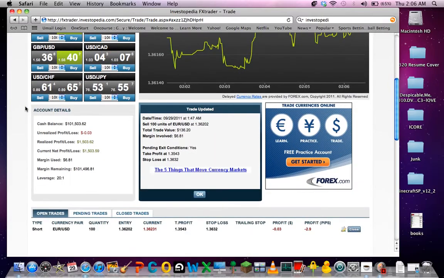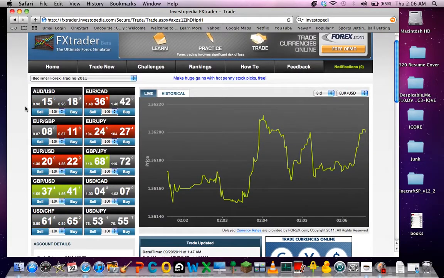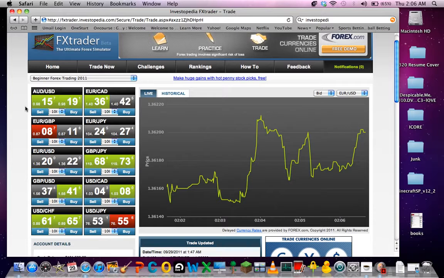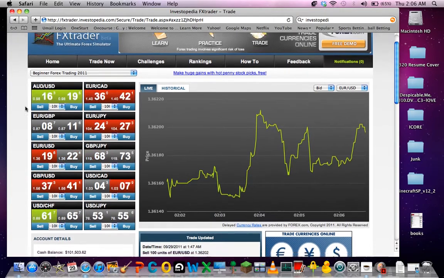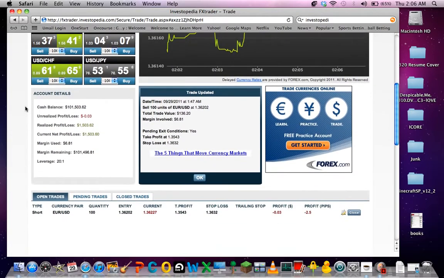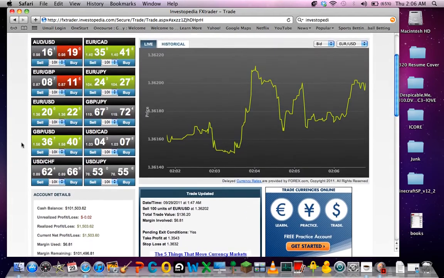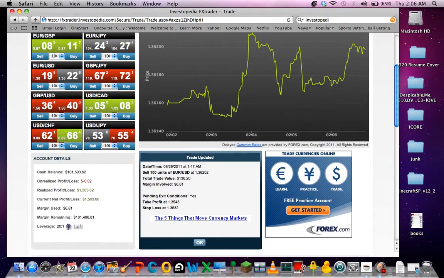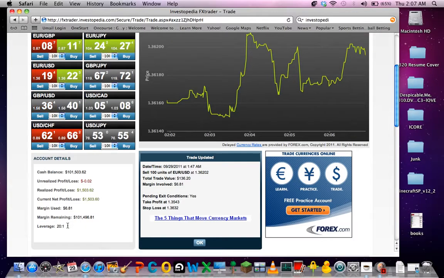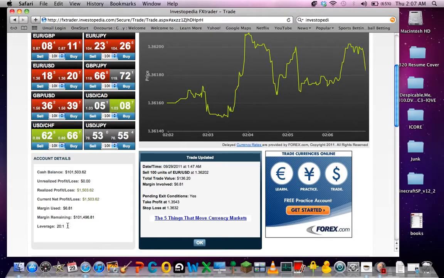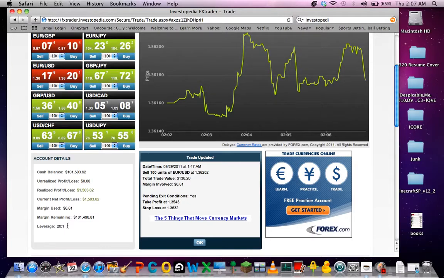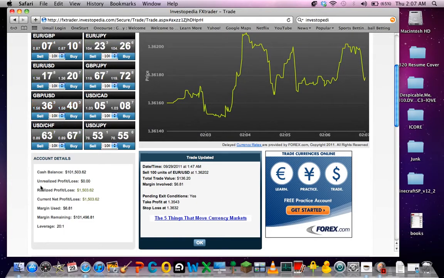I also would advise you to keep your leverage low if you ever really do start trading real money in the Forex. What that means for you people that don't have a business background is leverage is basically the amount of money you can borrow based on the money you have. So here it looks like my leverage is 20-1. So for every dollar I put in, or obviously this is fake, but if it was real, for every $1 I put in, I could borrow up to $20 to trade with that.